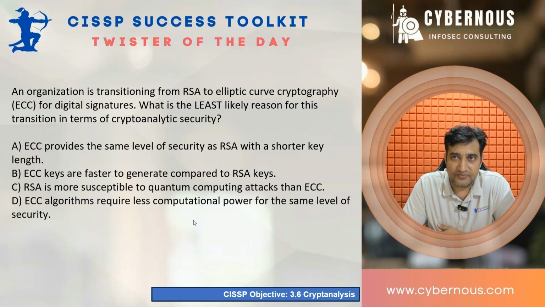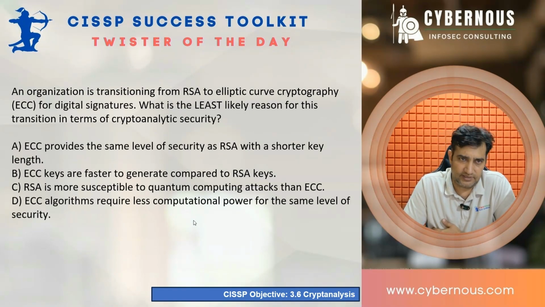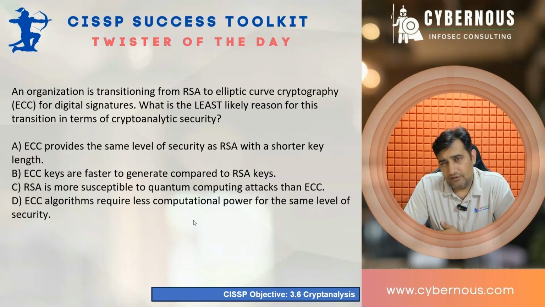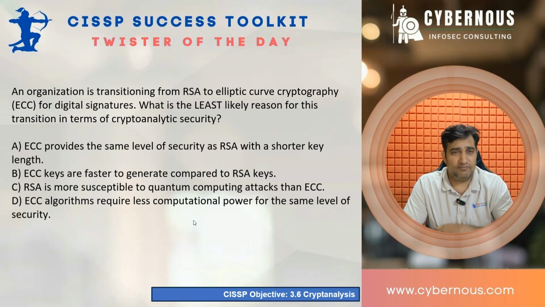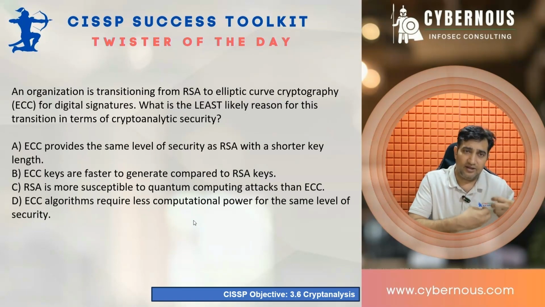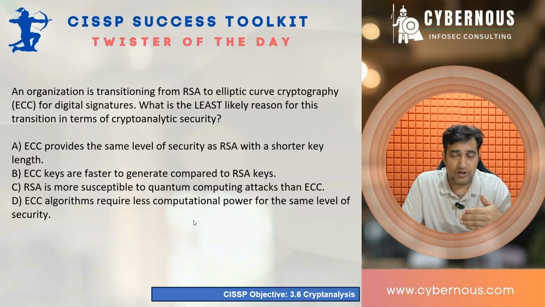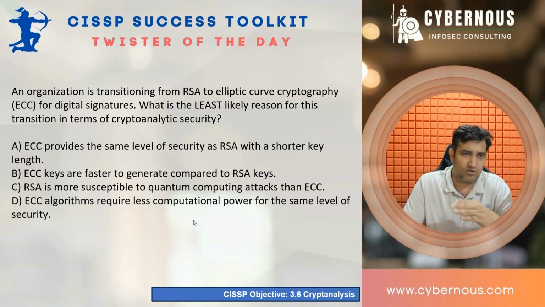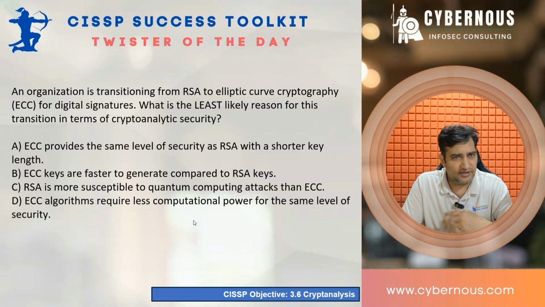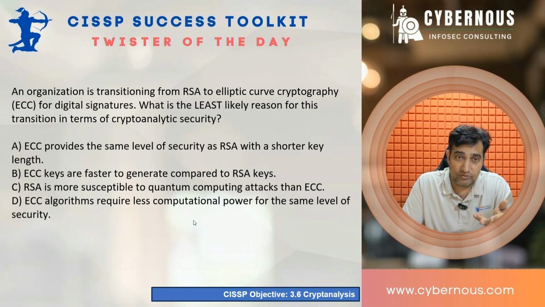Now note option B: ECC keys are faster to generate compared to RSA keys. There is nothing like this, right? It has no connection with key generation, that ECC keys are generally generated faster and all of that. There are certain software tools we use for automated generation of the keys, and the key generation remains the same whether it is ECC or RSA. It doesn't matter. So I don't think B is anywhere near the least.